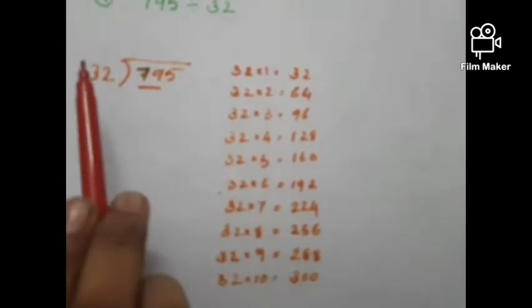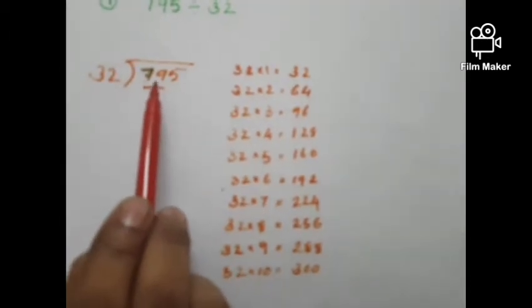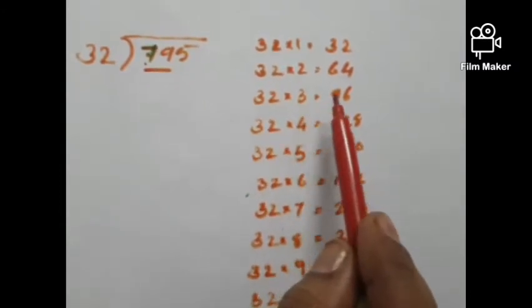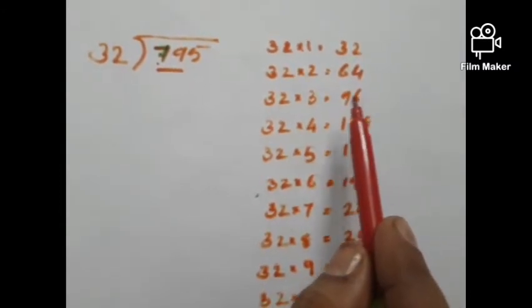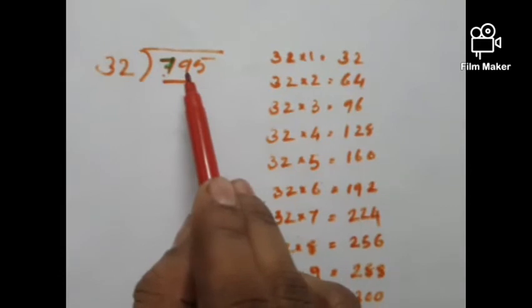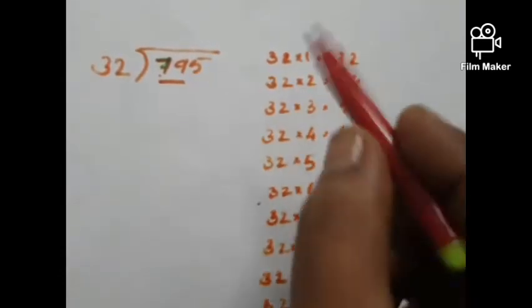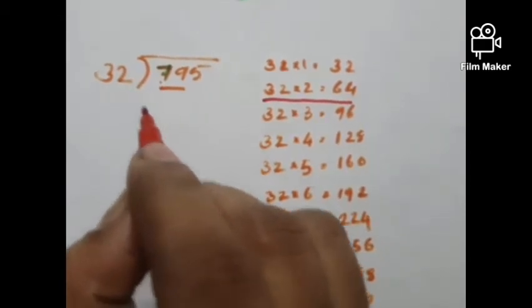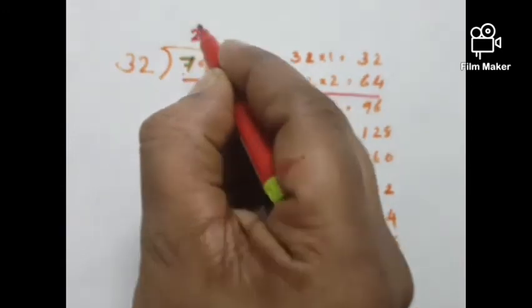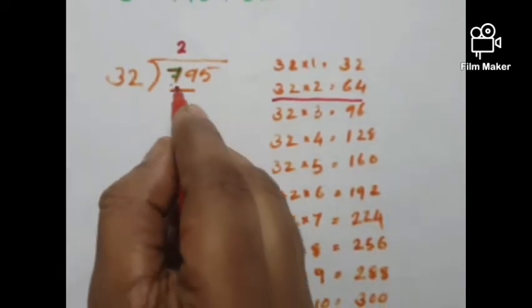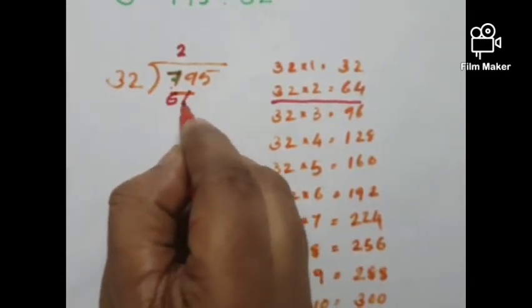We must consider the multiple of 32 that is less than or equal to 79. Here 32 into 3 is greater than 79, isn't it? Here 32 into 3 is equal to 96. It is greater than 79. So we can take 32 into 2, that is 64. So the quotient will be 2. So we can write 2 in the quotient place and 64 below 79.